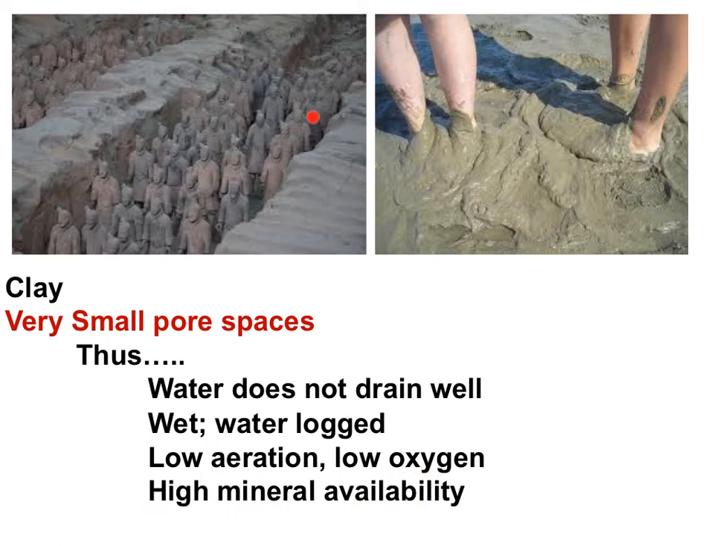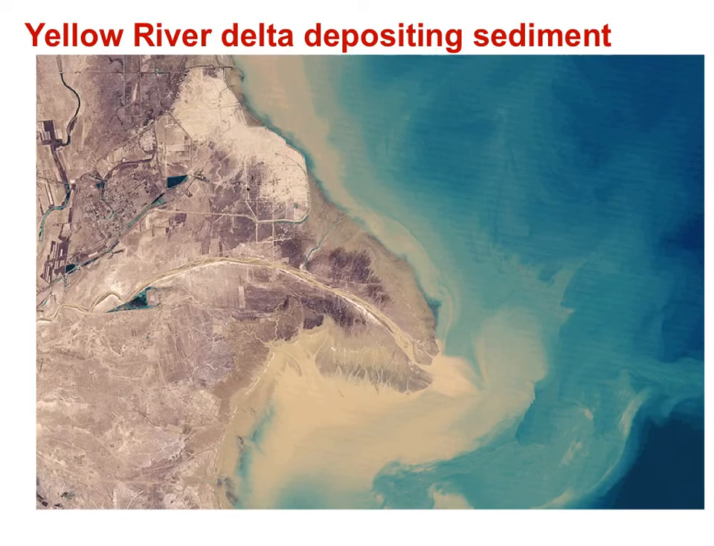The terracotta soldiers in China are made of clay. The small particle size allows the small particles to stick together, a quality that people have taken advantage of in making ceramics. Here is a photograph of the Yellow River Delta, where very fine particles, silt and clay in particular, are deposited into the delta region.